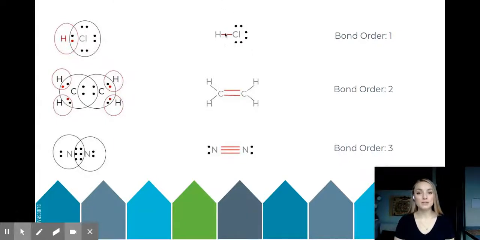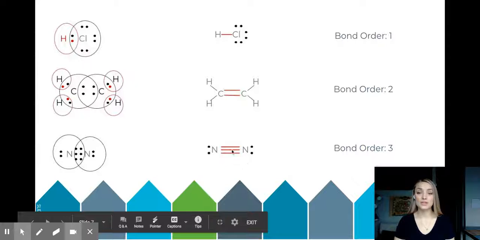Each bond counts as 2 electrons towards each element to which it's bonded. So chlorine has 2, 4, 6, 8. Octet rule fulfilled. For each carbon, 2, 4, 6, 8. Octet rule fulfilled. And since this atom is a mirror image, we know that all of them will have the same octet rule fulfillment. And again, for the final nitrogens, 2, 4, 6, and 8.